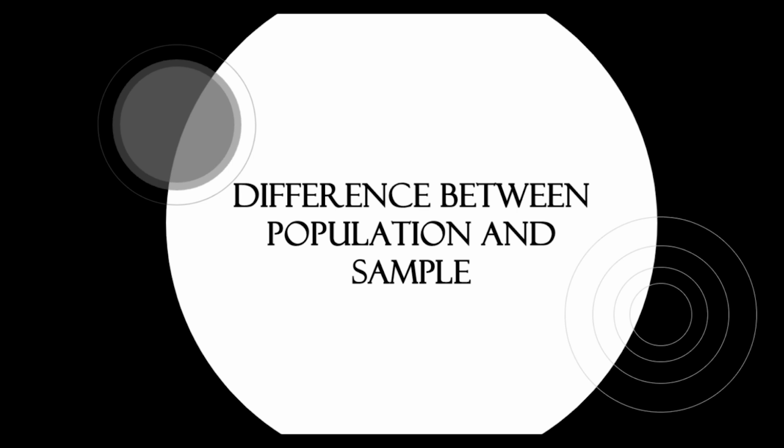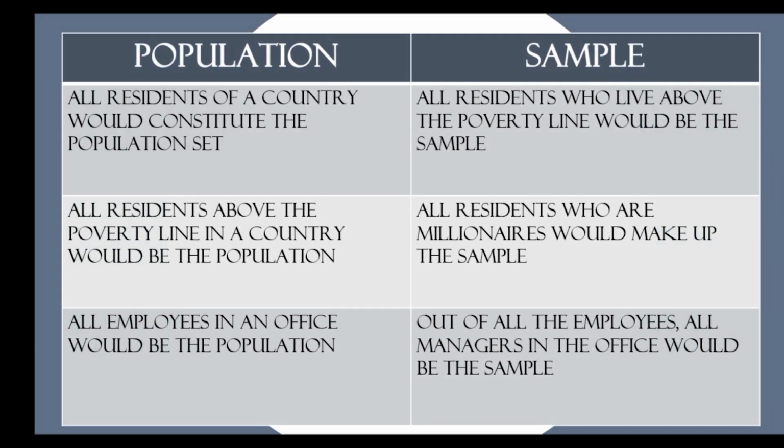And let's differentiate population and sample. Now let's try to understand what a sample and the population are with the help of suitable examples. In the population row, all residents of a country would constitute the population set, while in the sample, all residents who live above the poverty line would be the sample.